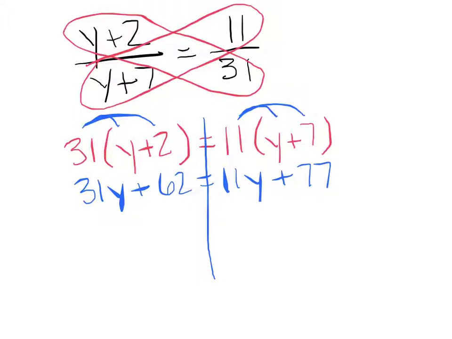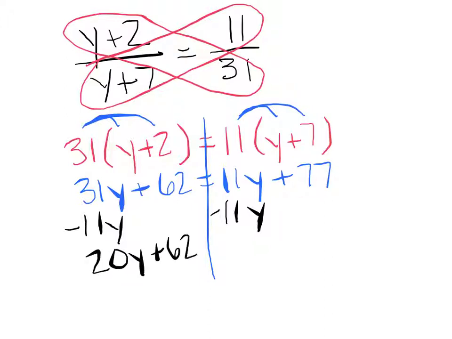Now we're left with an equation with variables on both sides. Remember, with variables on both sides, you can't use your do and undo until you get them all together. So the first thing I'm going to do is move that 11y. I need to undo 11y from that side of the equation, so I need to do the opposite, which is minusing 11y. And since this is an equation, we also have to subtract 11y from the other side. So now we have 31y minus 11y, which is 20y, plus 62 equals 77.